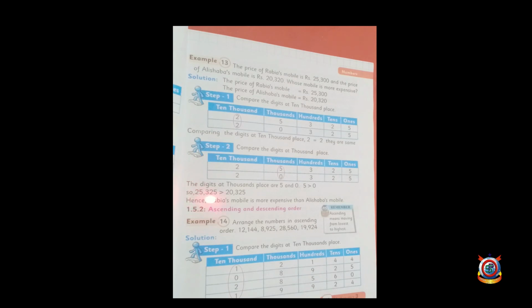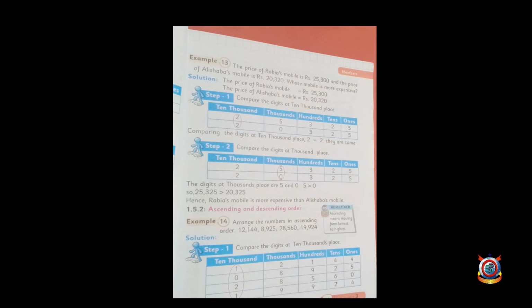So 25,300 is greater than 20,320. You will put the sign of greater than. Hence, Rabia's mobile is more expensive than Alishba's mobile.